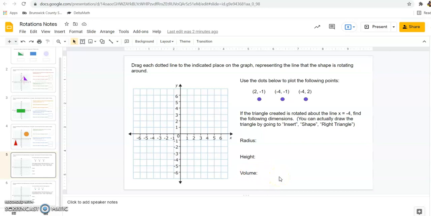I feel like once you do it a few times, you can better see how rotating the shape, the 2D shape, makes a 3D shape. But don't worry, we are still practicing more rotations tomorrow because this topic's a little bit harder.